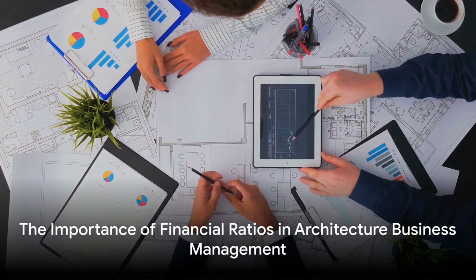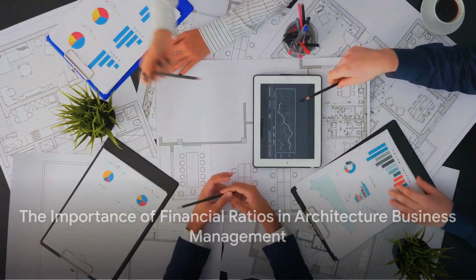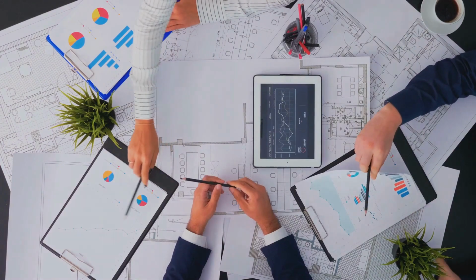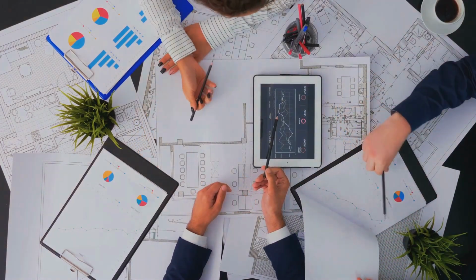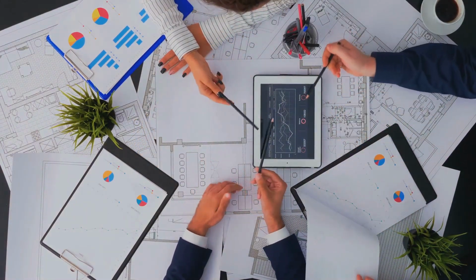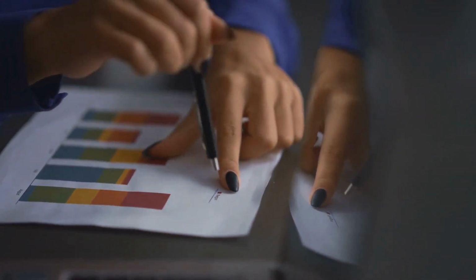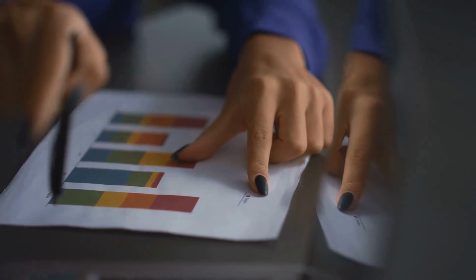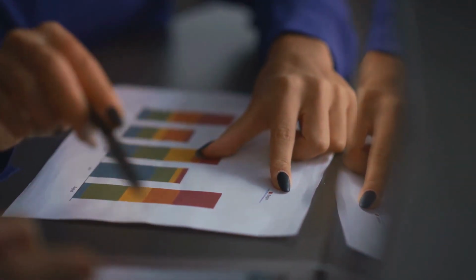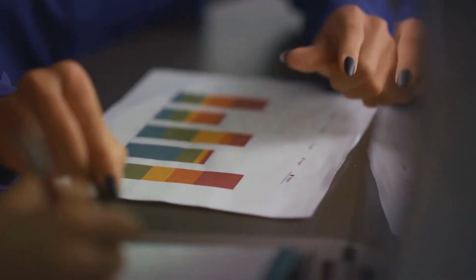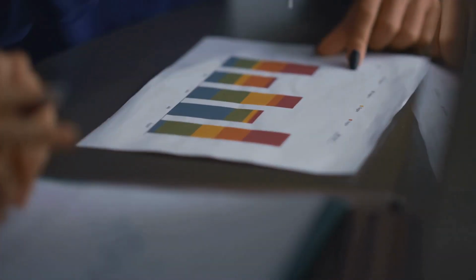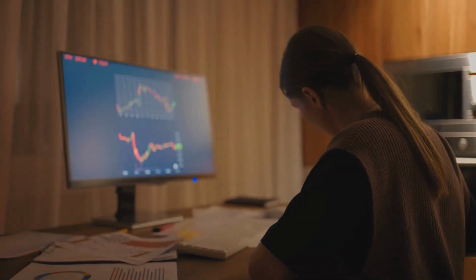Have you ever wondered why financial ratios are important in managing an architecture firm? In this video, we delve into this topic, shedding light on the significance of these numerical values. Financial ratios, in essence, are key performance indicators, or KPIs, used to provide insight into the financial health of your architectural business. They give you insights into your firm's profitability, liquidity, efficiency, and financial structure.